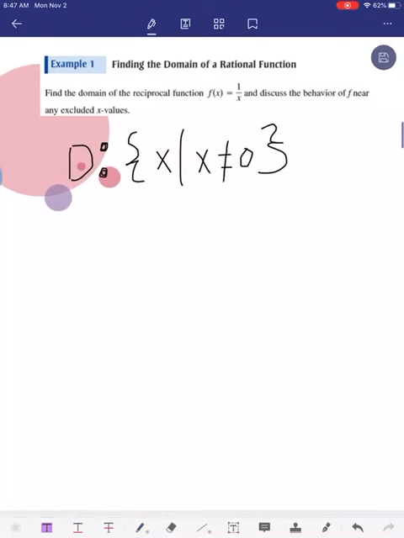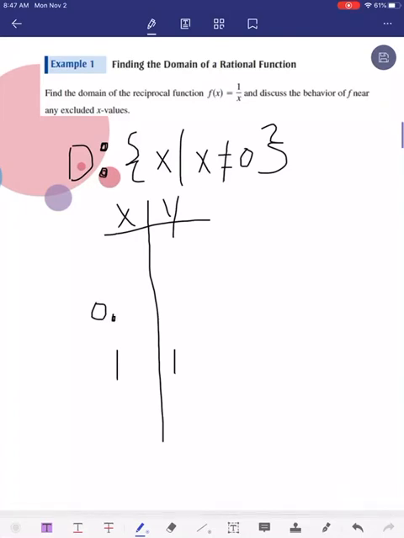So, if we started with 1, well, 1 is near 0, so let's make a table. We have x's, we have y's. If we plugged in 1, notice we would have 1 divided by 1, so we would get 1. Now, let's think about that. 1 is kind of near 0, but can we get closer? Yeah, we could plug in something like 0.5. Now notice if we plug in 0.5, we would get 2.